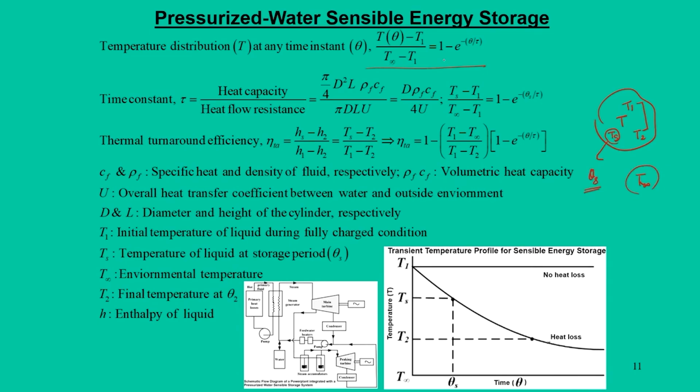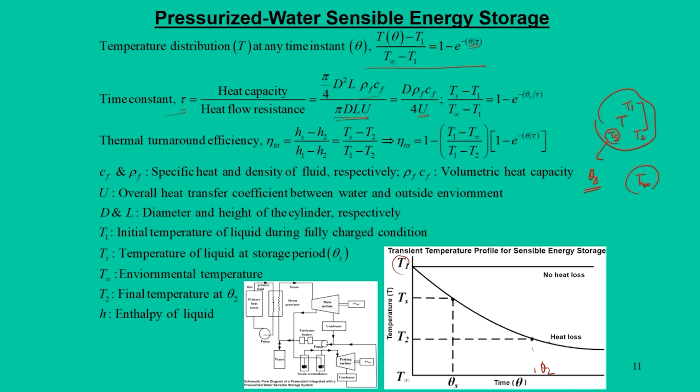Here, this is an exponential decay from initial temperature T1 to final temperature T2 at theta 2. This exponential decay contains a term called tau, which we call the time constant, defined as the ratio of heat capacity to heat flow resistance. For this we can write the heat capacity of the fluid as pi by 4 d square L into rho f into Cf, which is the volume of the cylindrical tank times rho f Cf, and the heat flow resistance can be defined as a function of the overall heat transfer coefficient U.